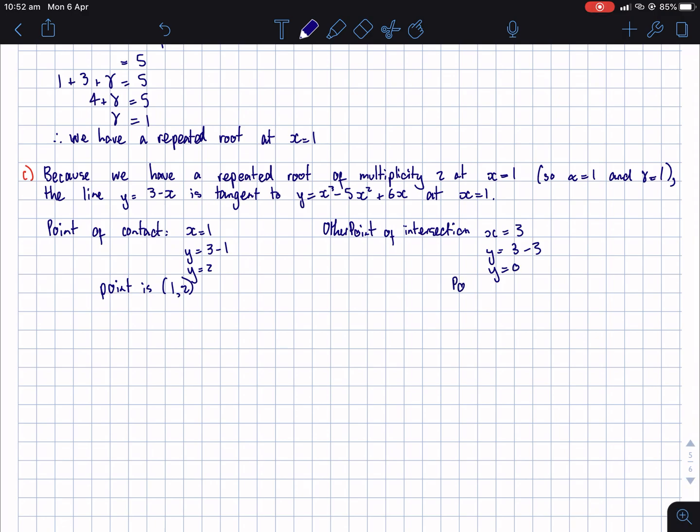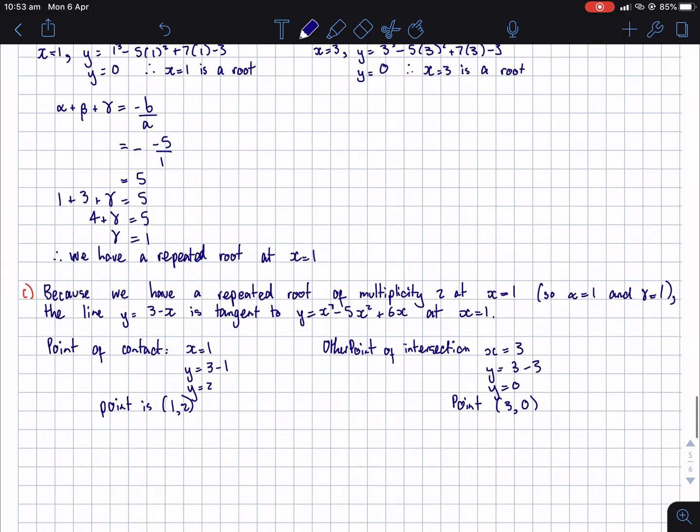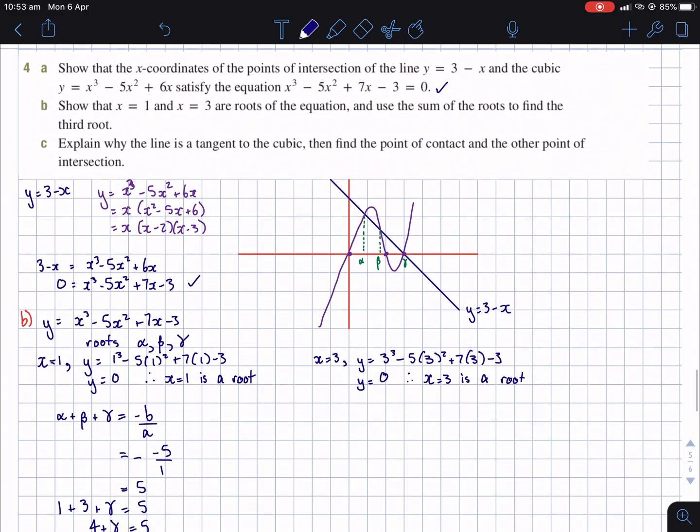Here, again, it's easy to chuck it into 3 take x, so y equals 0. So the point 3, 0, which we actually saw in our first sketch. That's this one. We just didn't see that the line kind of hits it and bounces back off instead of having 2 separate intersections there. That's question 4.